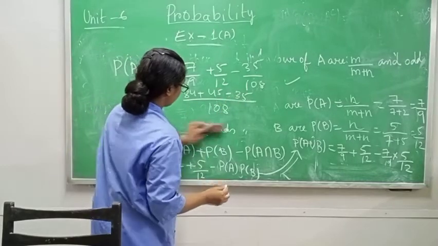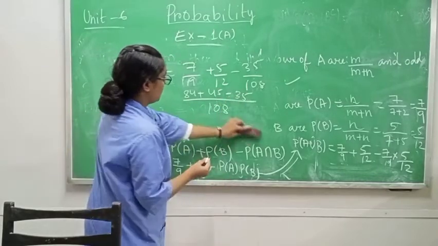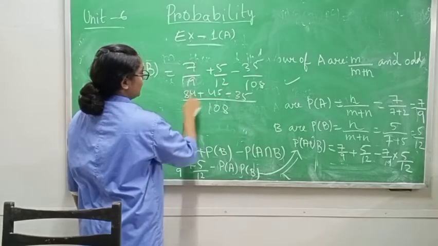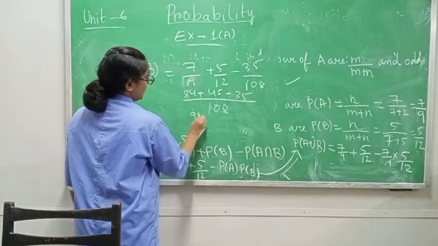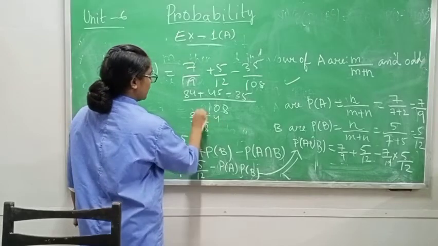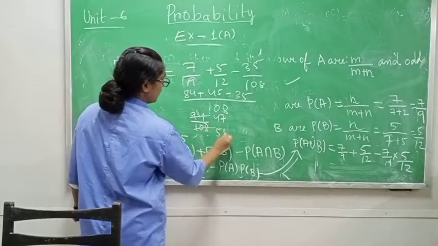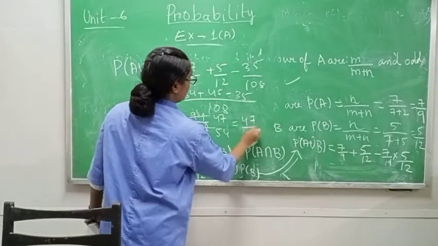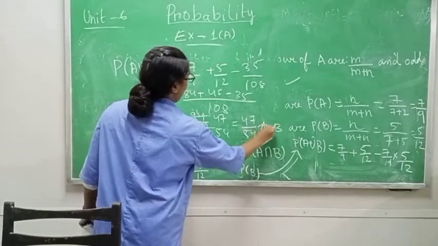Now subtract this, 45 minus 35, you will get 10. 10 plus 84 is 94 by 108. Okay, now cancel this one. 2 fours are 8, 2 sevens are 14, 2 fives are 10, 2 fours are 8. Means 47 by 54 is your answer.